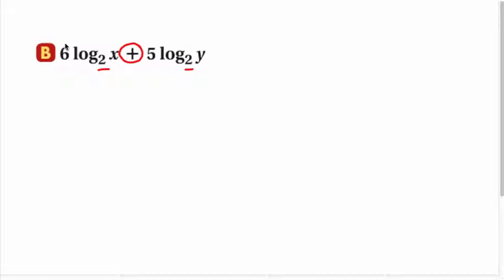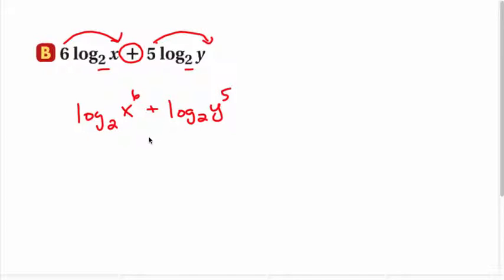The first thing I'm going to do is bring the 6 inside. So I'm going to have log base 2 of x to the 6th power plus, oh, I didn't notice this, now I do. I'm going to bring this 5 to the y, log base 2 of y to the 5th. So I bring my coefficients inside to make exponents. Now I'm going to put them together with multiplication. So I have log base 2 of x to the 6th, y to the 5th.